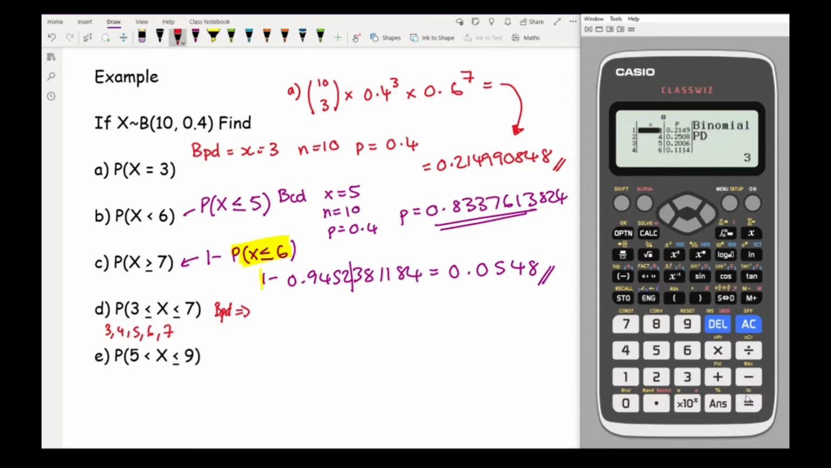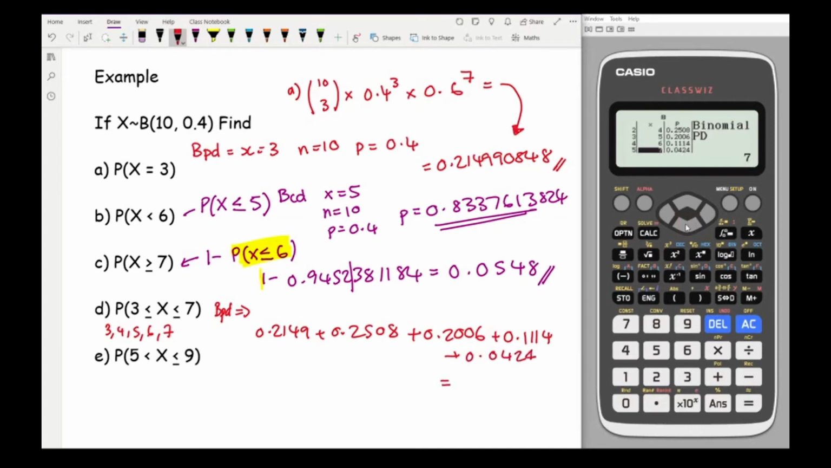So here what I need to do is work out these. So I've got 0.2149 plus 0.2508 plus 0.2006 plus 0.1114 plus, and scroll down for the last one, 0.0424, in which I could just simply add those values up and I get the answer straight away.